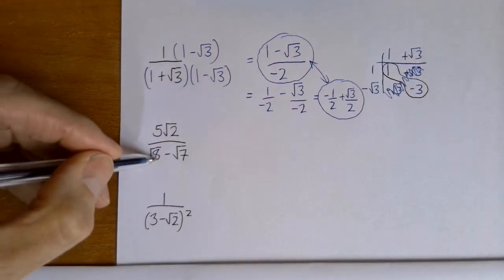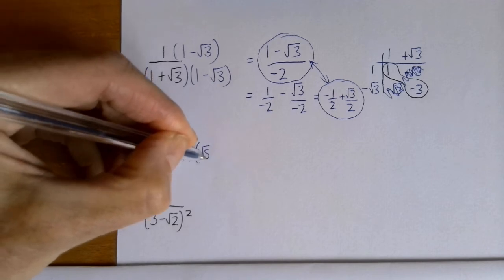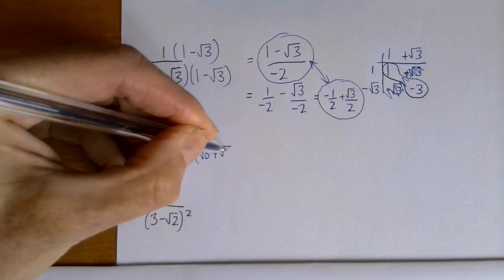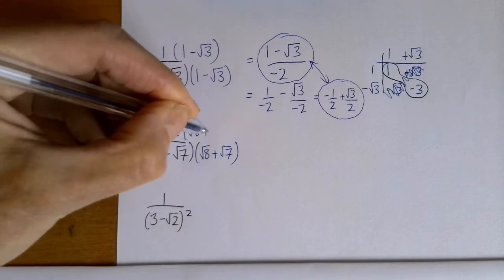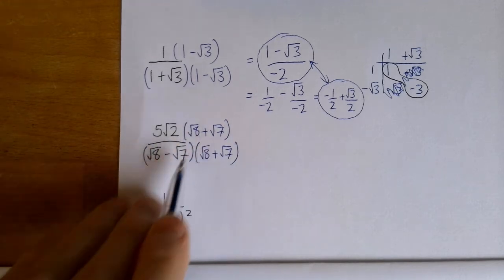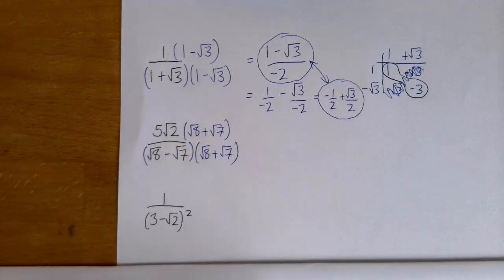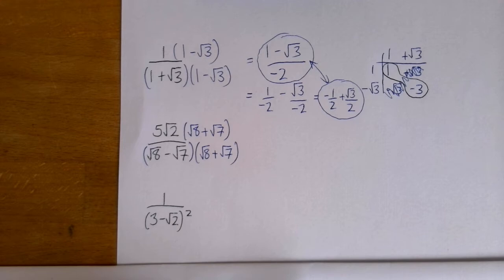Okay, so with this one here, I'm going to multiply by root 8 plus root 7. And that's a bit more complicated both on the top and on the bottom. So again, pause, see if you can multiply out the top and multiply out the bottom. I'm running out of space, so I'm going to do mine on a separate bit of paper.